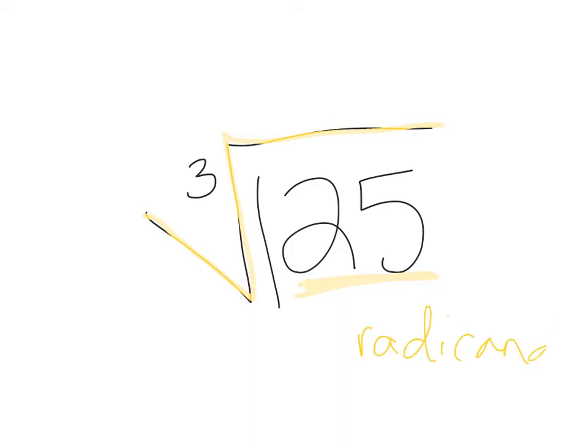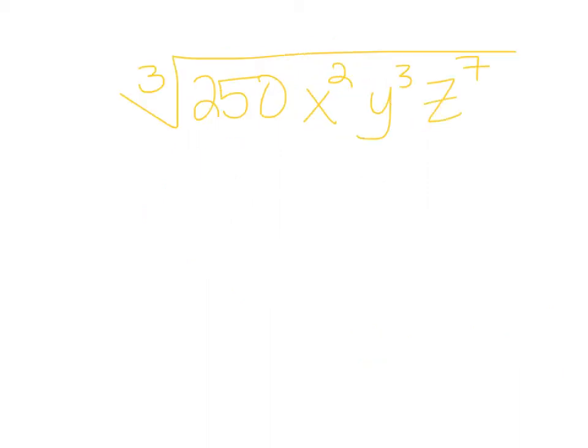R-A-D-I-C-A-N-D. Okay. And then this number right here is called the root, like the cubed root, or it's also called the index. It tells you the root that you're taking. Now let's go to this example.